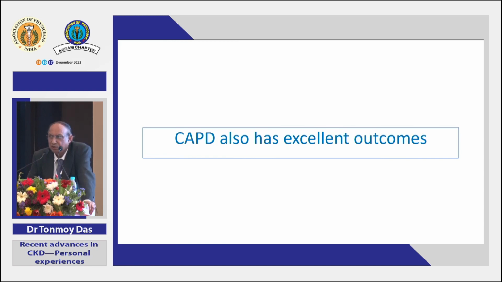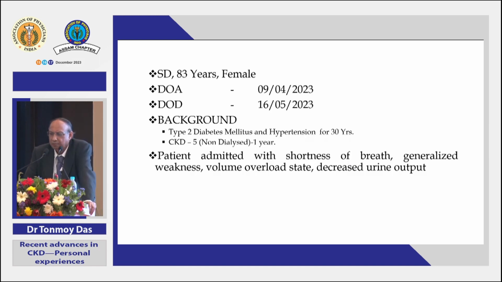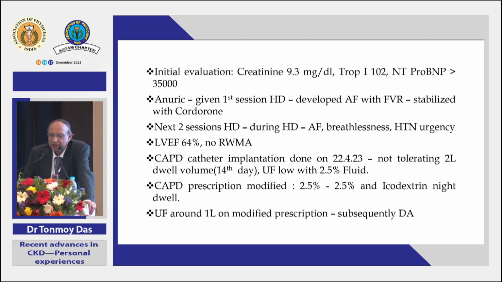Now CAPD also gives you very excellent outcomes. This lady, the wife of a senior IAS officer, is 82 years old. She had diabetes, hypertension, CKD5, huge LVF, and huge accelerated hypertension with coronary artery disease. She was stabilized on dialysis, and because she did not tolerate hemodialysis, we had to dialyze her every second day, and still she continued to remain breathless and was always propped up at 90 degrees. We put her on CAPD and she did well on CAPD. That is a photograph of CAPD.